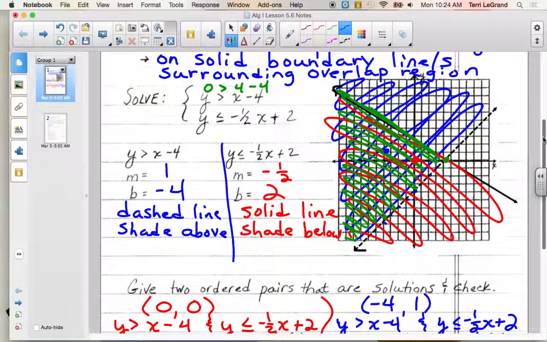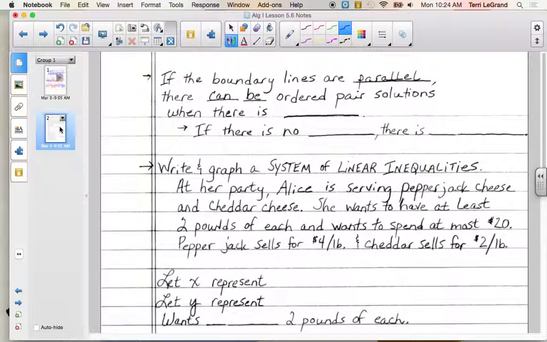Okay, there's just going to be one thing. We're not going to have time to do the application problem, but we are going to cover just that statement at the top here, okay? Because I don't want you to think something went wrong in your homework. If the boundary lines are parallel, they can be, by the way, there can be ordered pair solutions. Or in other words, there can be a solution when there is overlap.